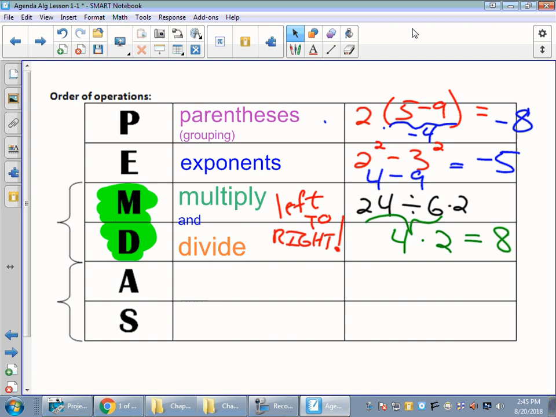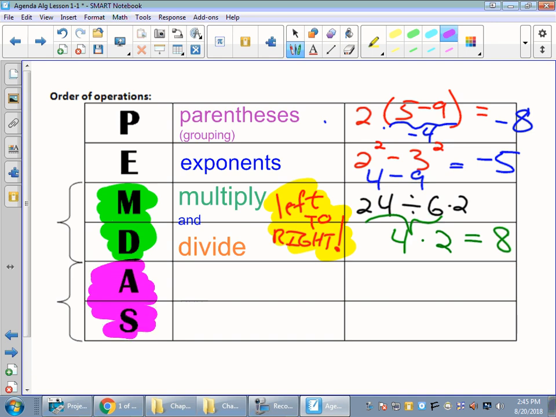When there's multiplication and division together, we're going to work left to right. Okay? And I'm going to highlight that again just so you know. Very important that we go left to right with multiplication and division. Same thing with addition and subtraction. After parentheses and exponents, and after you've multiplied and divided all you needed to, you can add and subtract. Again, we want to go left to right.